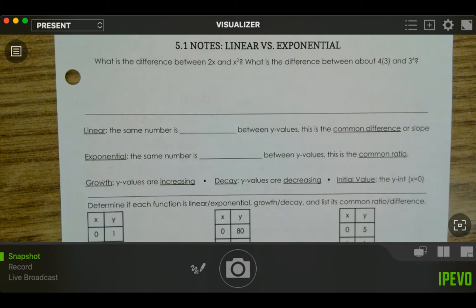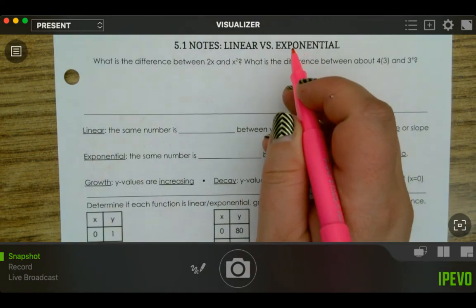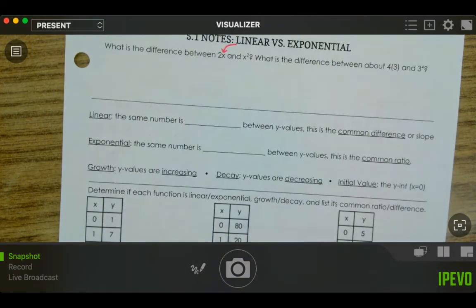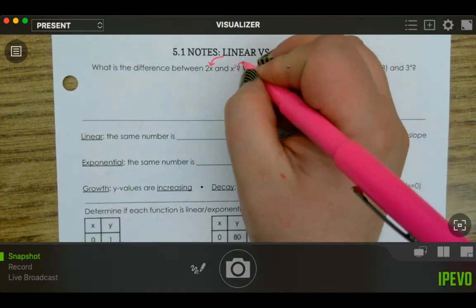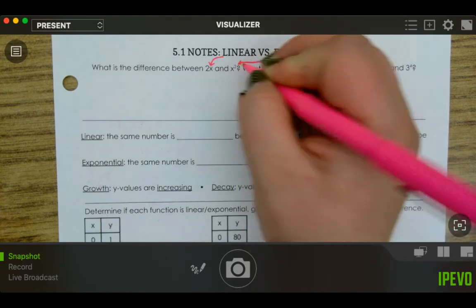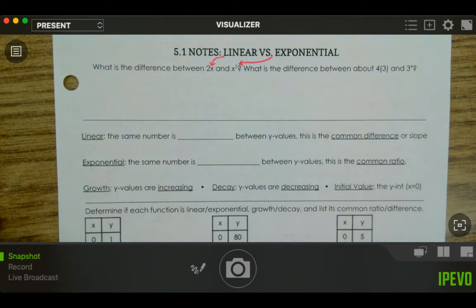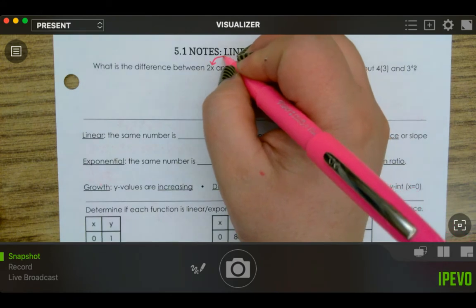In this section, we're going to be comparing linear and exponential. So, this one is going to be linear because there's no exponent. Hopefully, it kind of makes sense to you just because of common sense that an exponential would have to have an exponent.